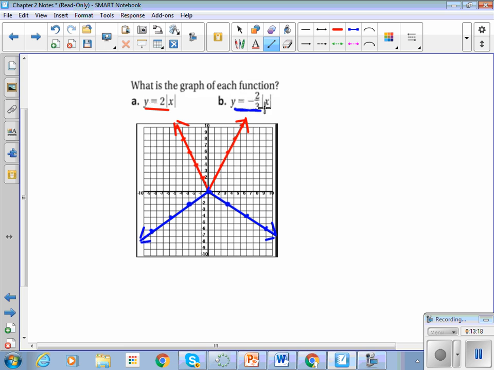So this guy is wider and fatter, and since it's negative, it is a downward facing absolute value. Okay.